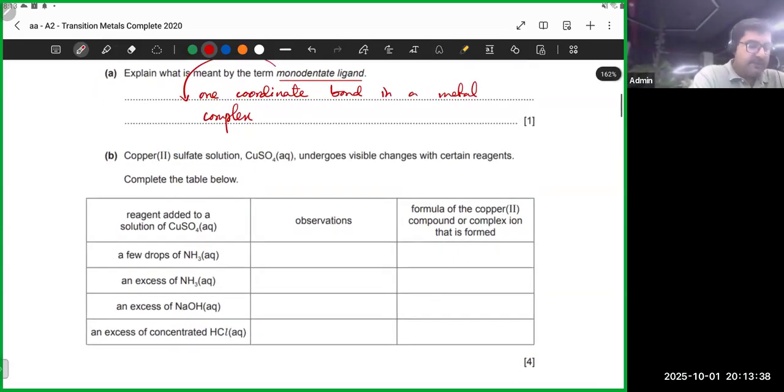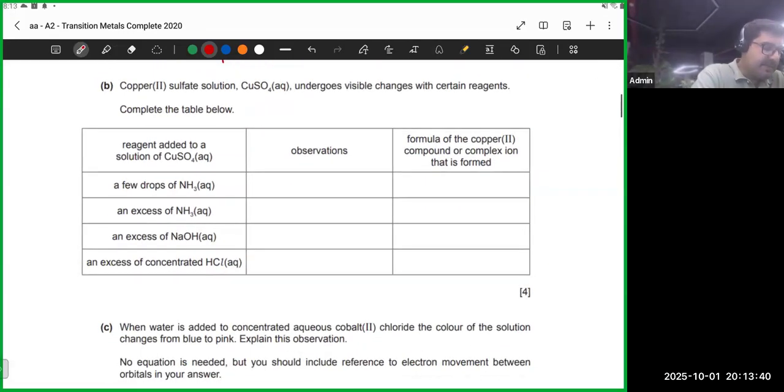Again, I told you that you're going to get typical questions like copper sulfate aqueous. What's going to be formed? The formula of the complex. If you add NH3 to it, what are you going to get? You're going to get Cu(NH3)4, maybe two H2Os are left, and it's going to have a +2 charge.